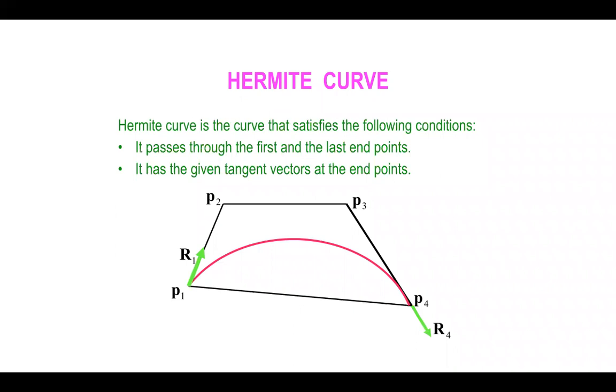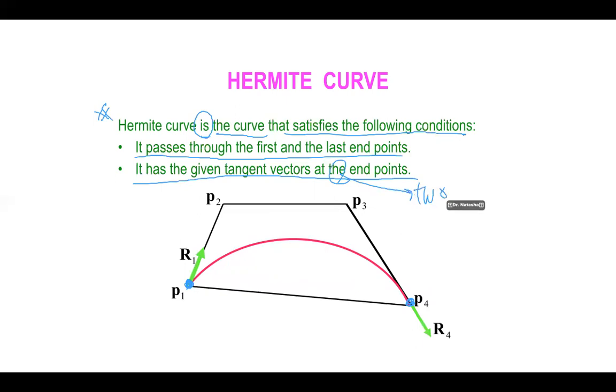This is the definition of the Hermite curve. A Hermite curve is a curve that satisfies two conditions. The first one is that it passes through the first and the last endpoint, that is P1 and P4. And it has the given tangent vectors at the two endpoints. At P1 we have R1, and at P4 we have R4.